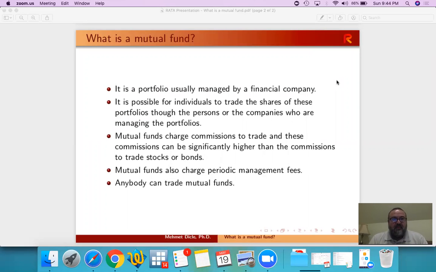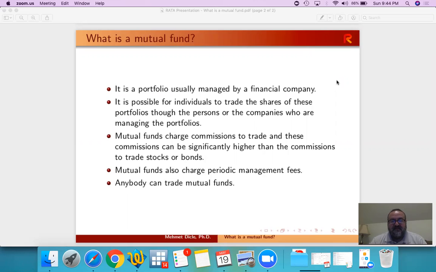So, what is a mutual fund? Well, a mutual fund is a portfolio that's usually managed by a financial institution. It is possible for individuals to trade shares of these portfolios, either through the persons or through the companies who are managing the mutual funds.